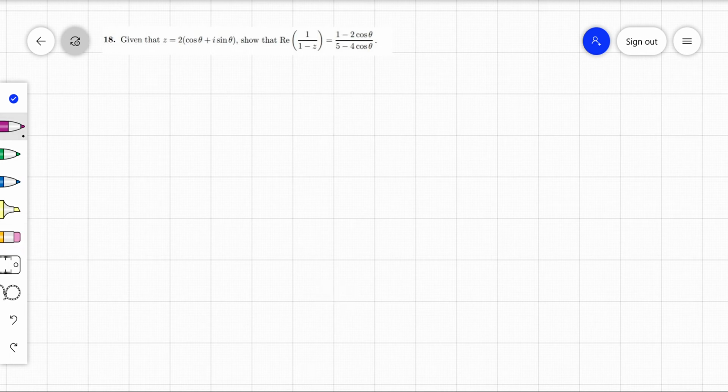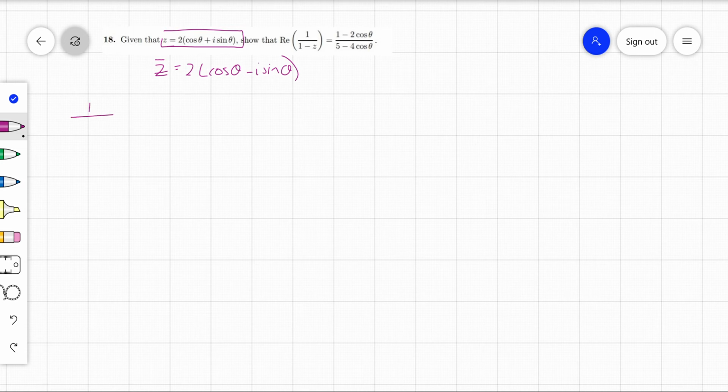So I might just write up here what z is. Well, we know what z is because it's right here. So there's z. Let me also write what the conjugate of z would be, which is just cos theta minus i sine theta. That might come in handy later. All right, so now let's look at 1 on 1 minus z.